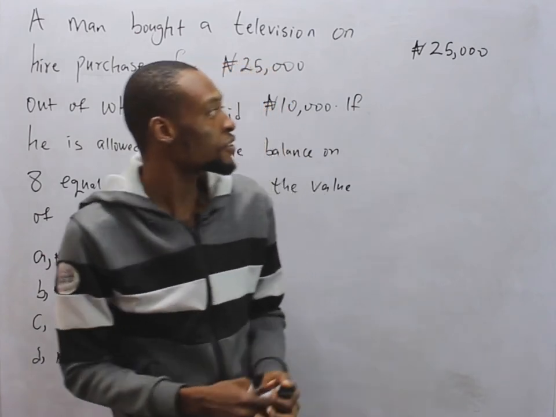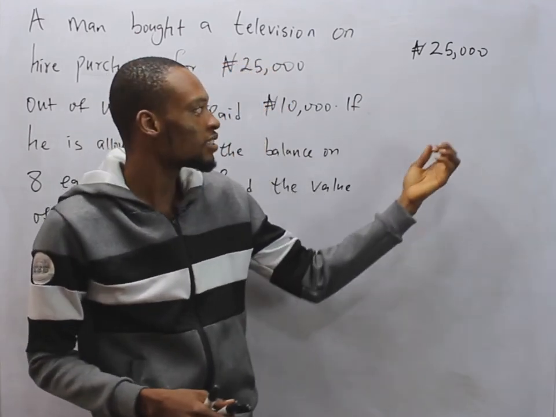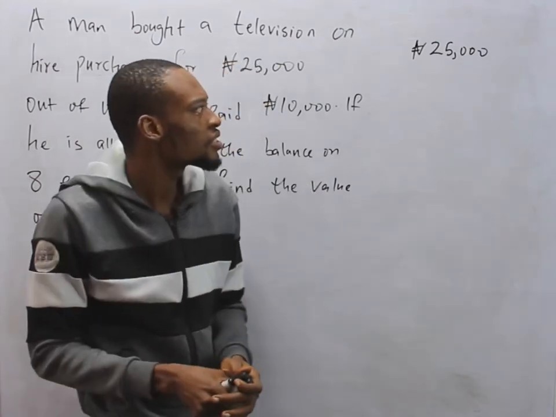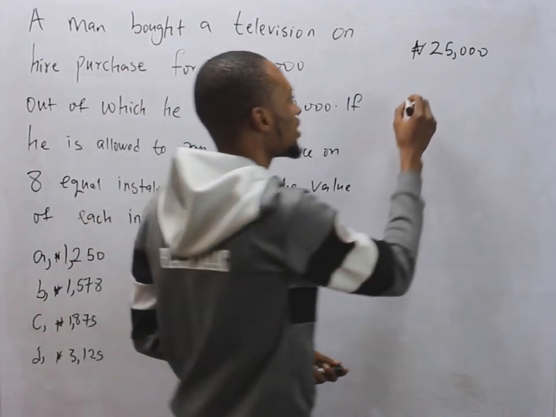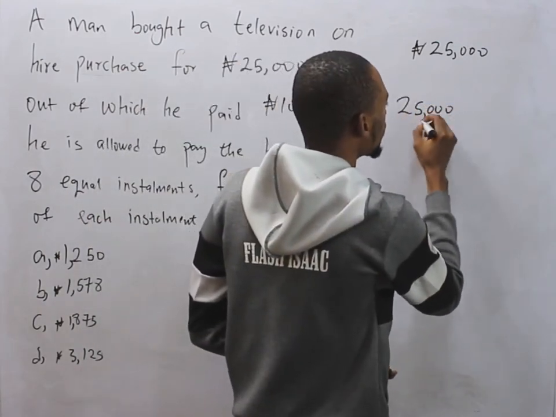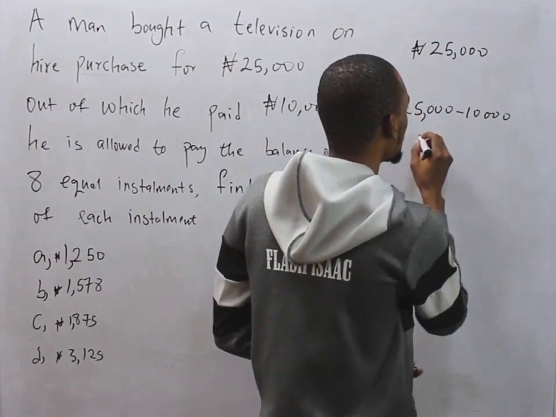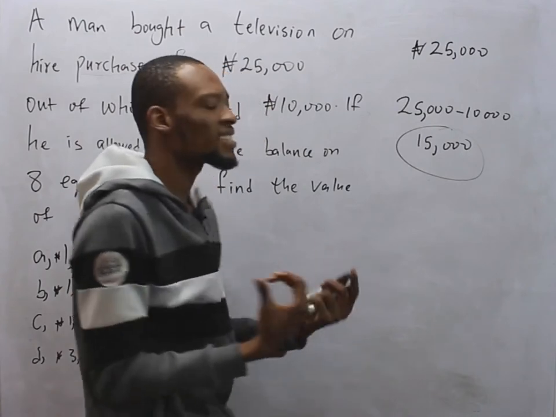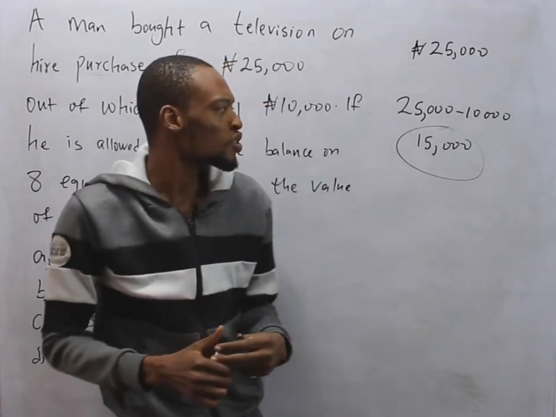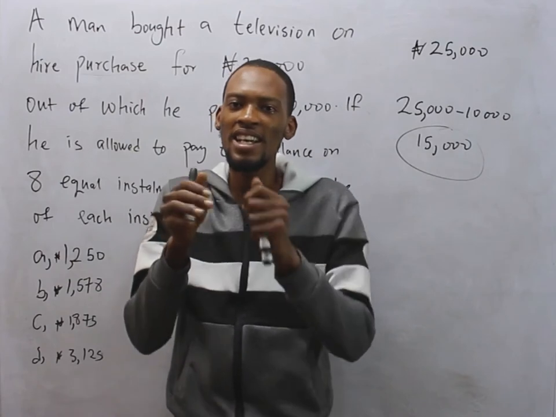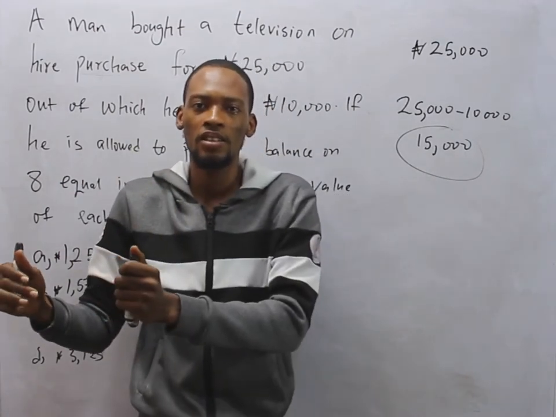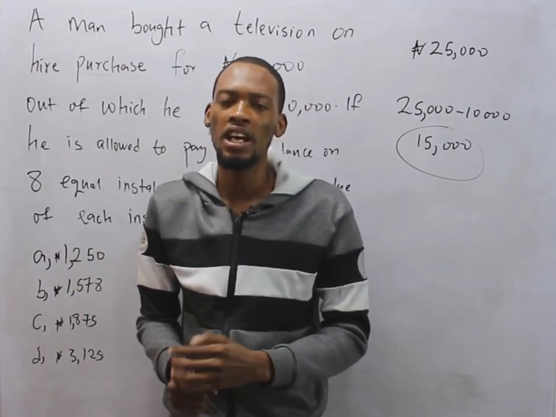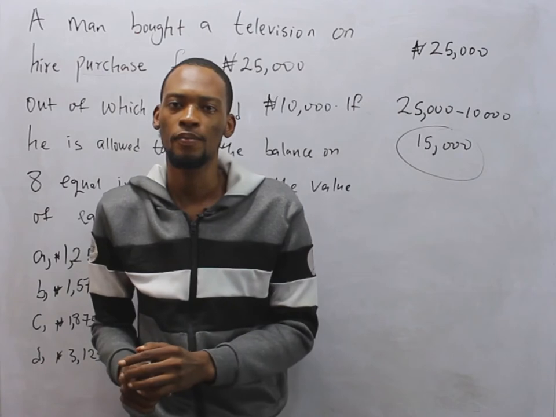So the television cost 25,000 naira. He paid 10,000 naira cash. This means you'll be owing 15,000 naira. That's 25,000 minus the 10,000 naira he paid. So it'll be remaining 15,000 naira. Now it says this man is allowed to pay this 15,000 naira in 8 equal installments. If that is true, how much will he pay every time for the 8 times?